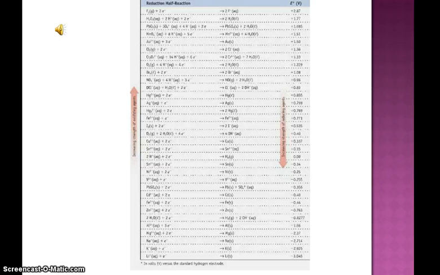The opposite goes with negative values of E. The lower E is, the stronger the reducing agent. So lithium is the strongest reducing agent, and fluoride ion is the weakest reducing agent.